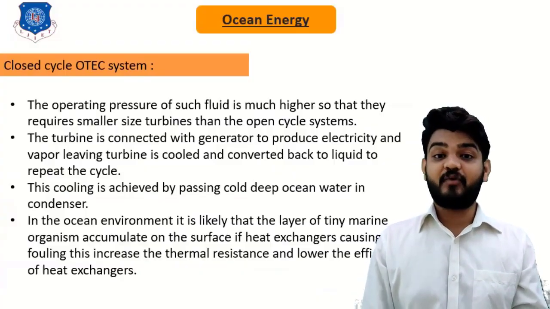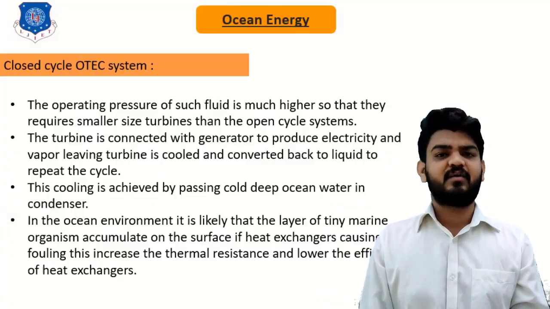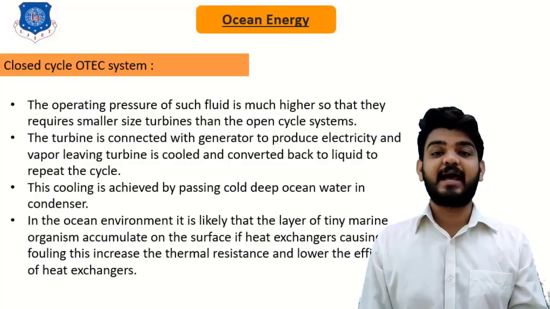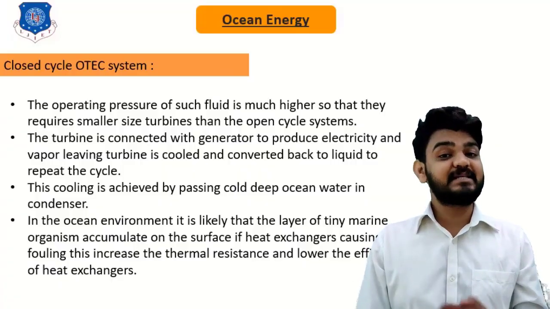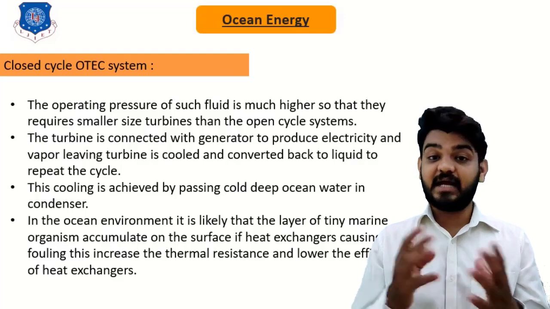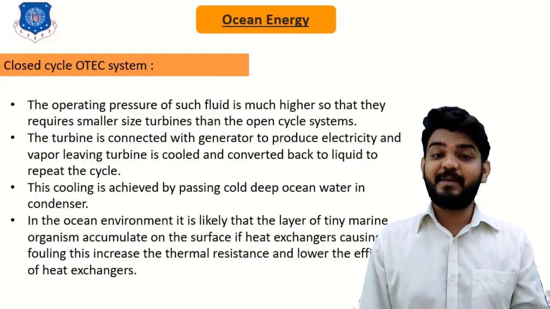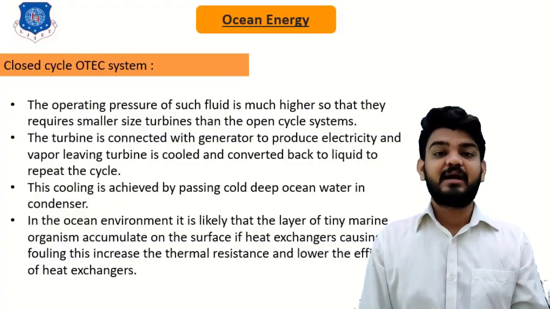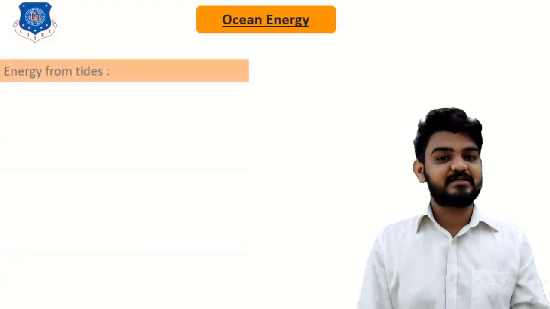Well, this vapor form of ammonia is then sent to a condenser, where it utilizes the deeper cold water of the ocean and is converted back into liquid state. So we can repeat the cycle and produce electricity continuously. So this is how we can produce electricity by means of ocean energy by open cycle and closed cycle OTEC systems. Now let's move to the next type of ocean energy, and that is tidal energy.